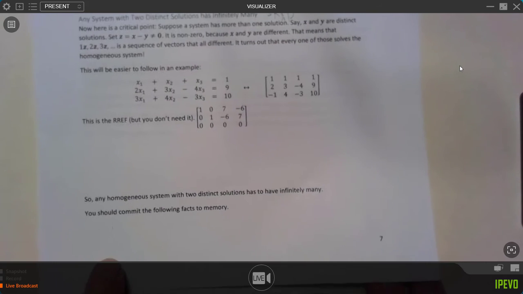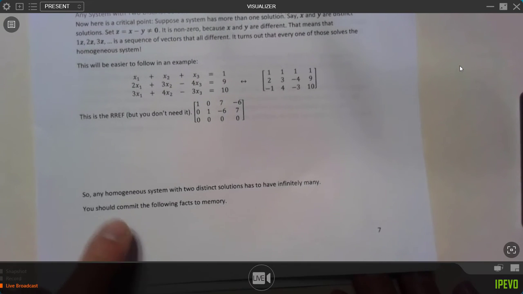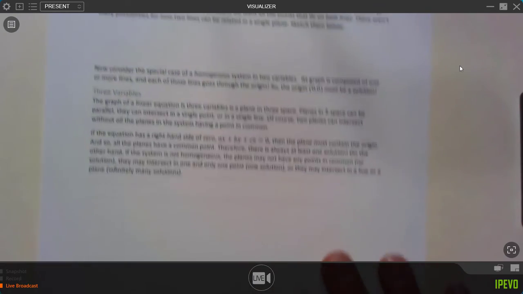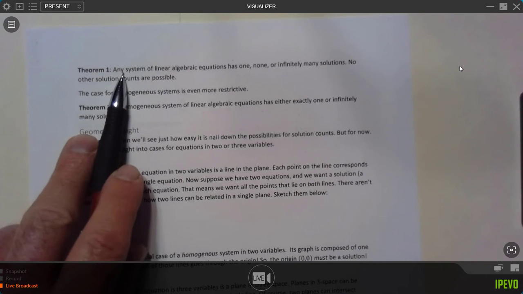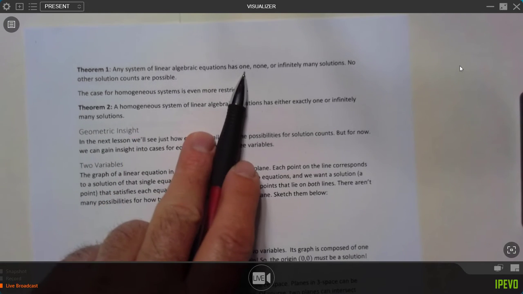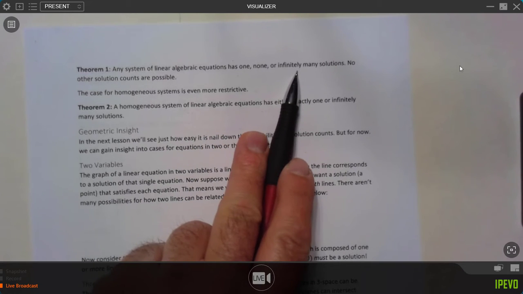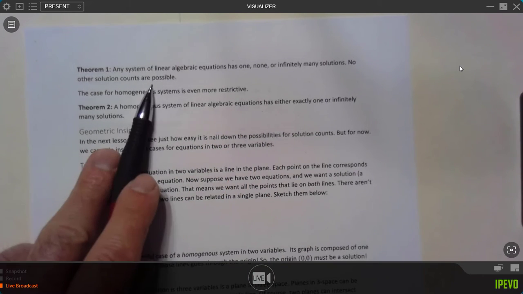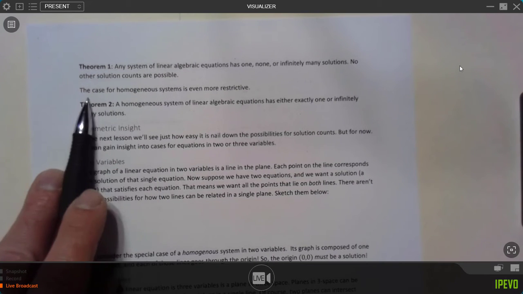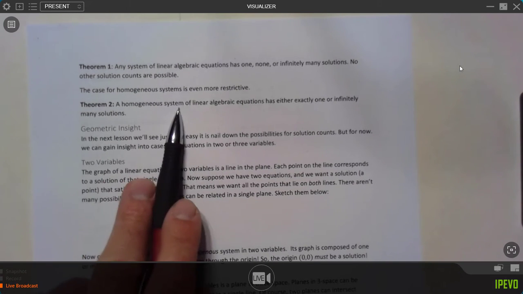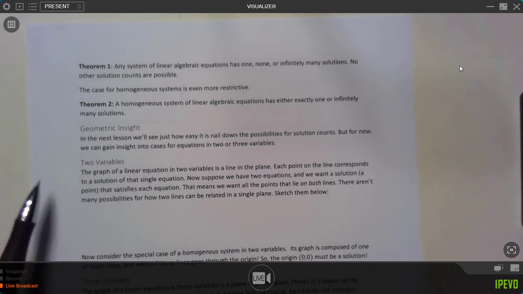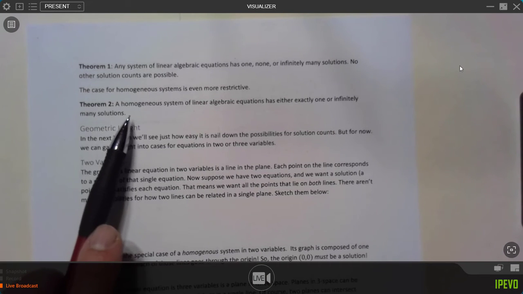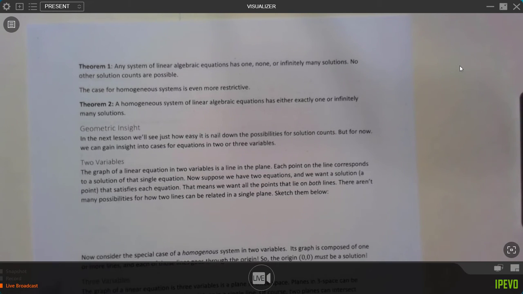Now, so we know some stuff about homogeneous systems. There are some things that you really should have committed to memory here. The first one is this, Theorem 1: any system of linear algebraic equations has one, none, or infinitely many solutions. No other counts on solutions are possible, but we've said that before. A homogeneous system of linear algebraic equations has either exactly one or infinitely many solutions, so the no solution option is gone, and we talked about why that's true. If you set all the variables to 0, you obviously get a solution.